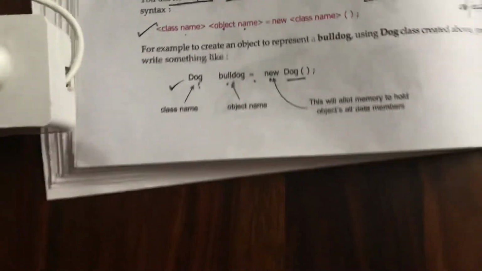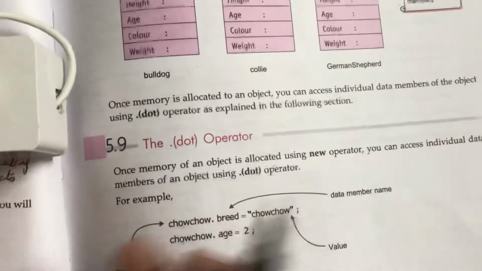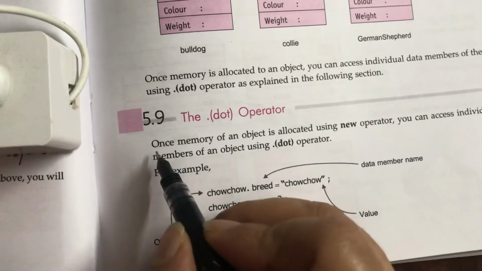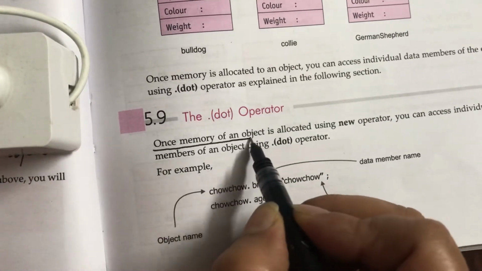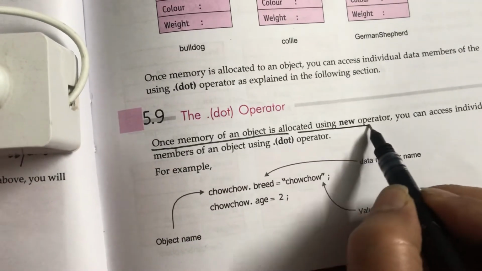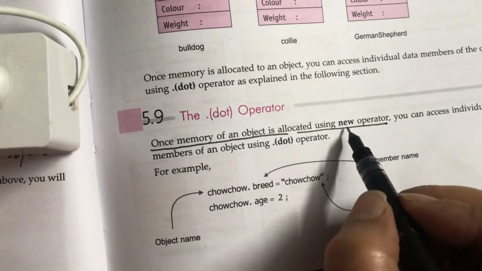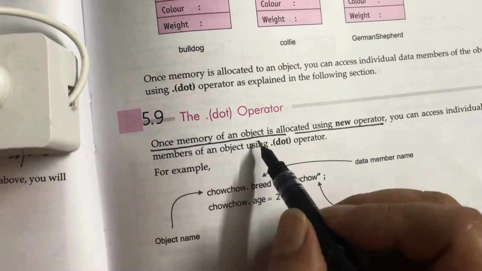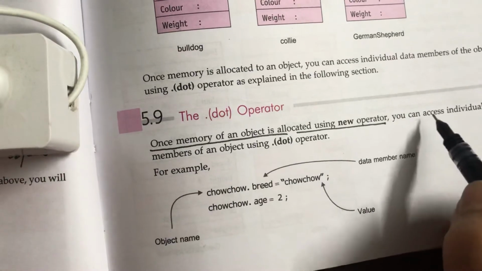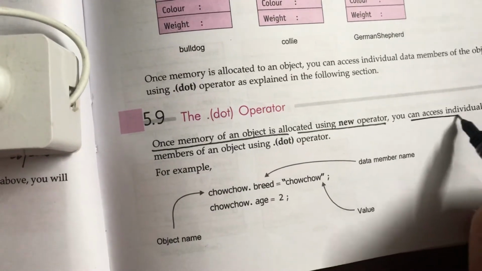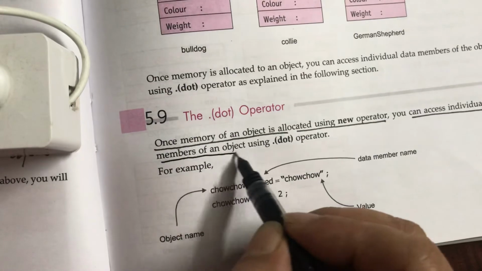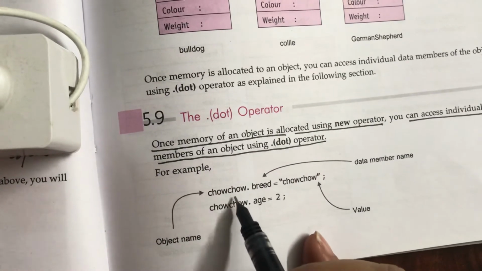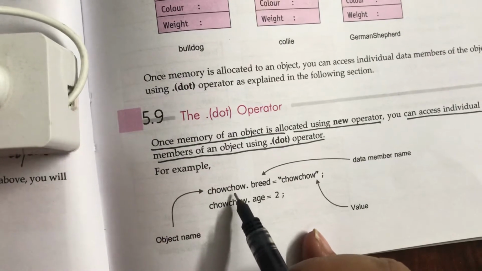Now next we're going to read: what do you understand by the dot operator? So only what I'm telling you to mark, you need to mark that. See, once the memory of an object is allocated using the new operator, what is the function of the new operator? It helps you to create an instance and also allocates memory to the object. Now once the memory is given, you can access individual data members of an object using the dot operator. Okay, now see, this is another one, chow chow.